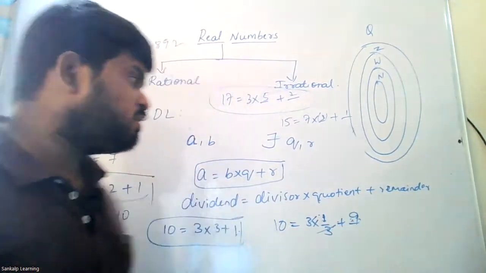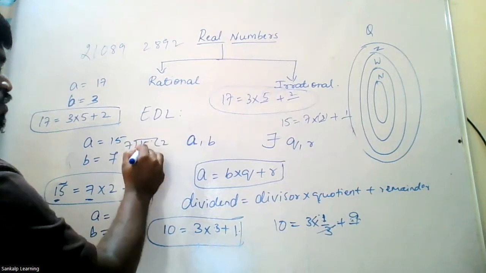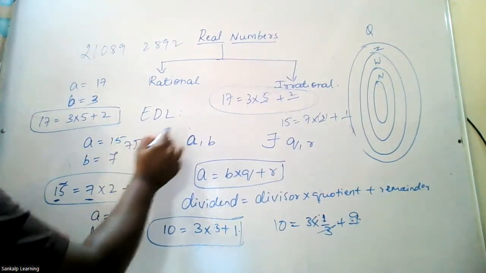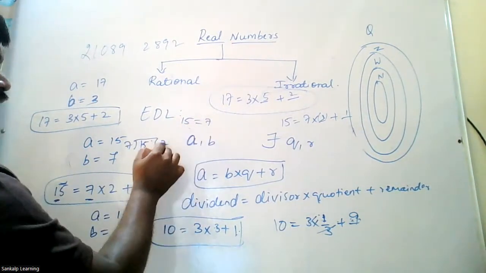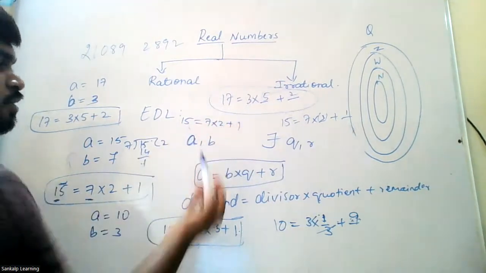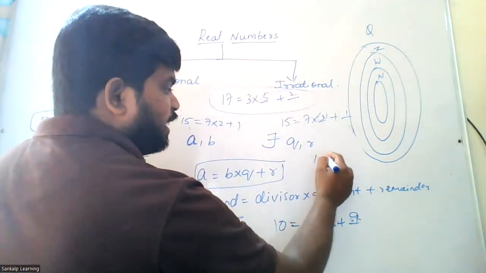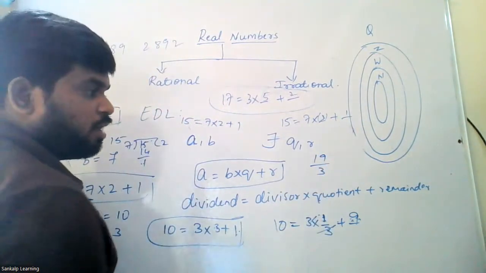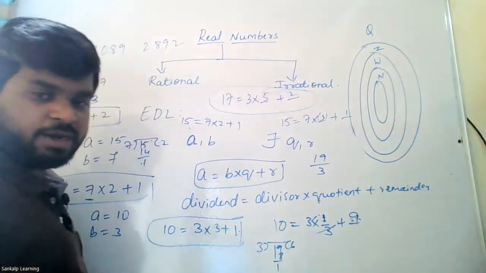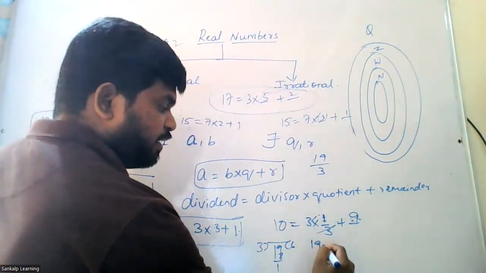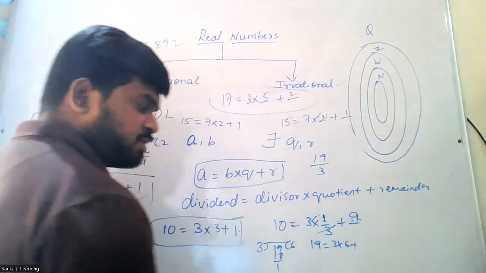In simple words, suppose you divide 15 by 7. 7 twos are 14, 1 remainder. Therefore, the dividend 15 can be written as divisor, that is 7, into quotient plus remainder. That's how we got it. Let's take another number. Let's say you are dividing 19 by 3. 3 sixes are 18. 1 is the remainder. So how do you write 19? Dividend is equal to divisor into quotient, 3 into 6, plus remainder.